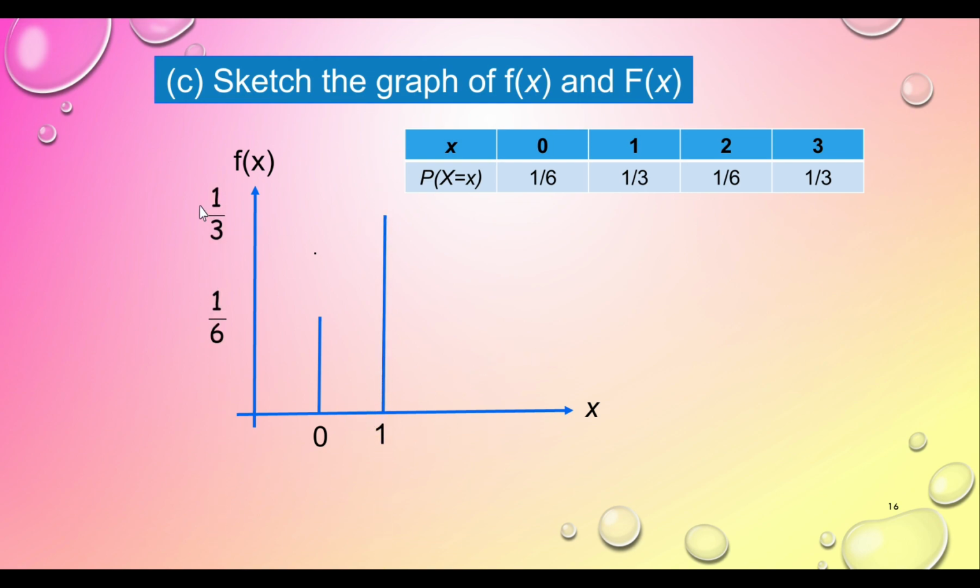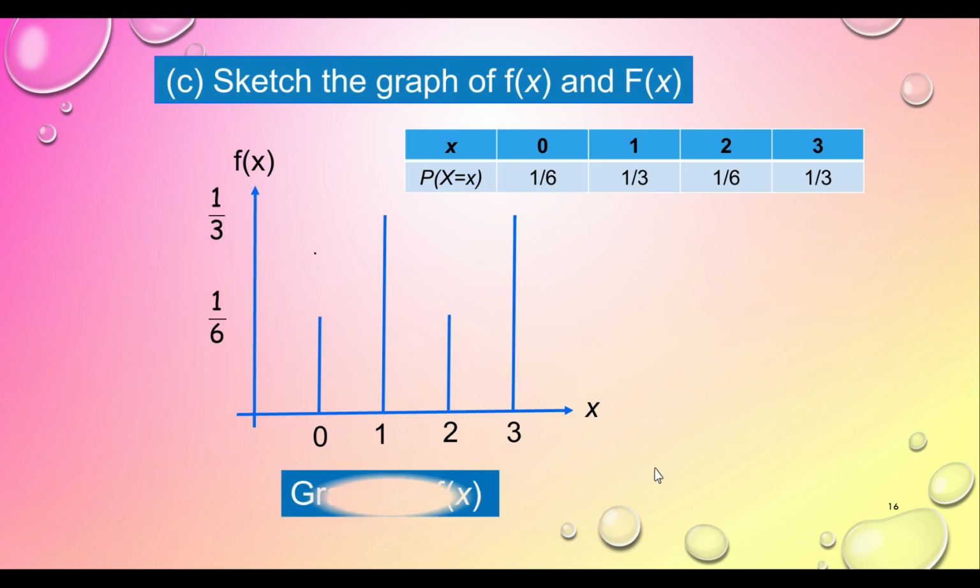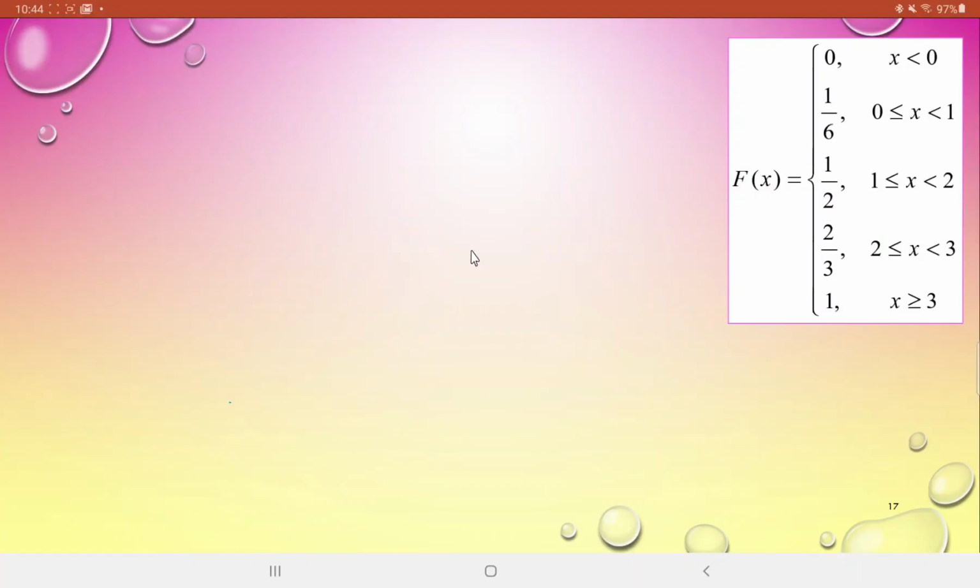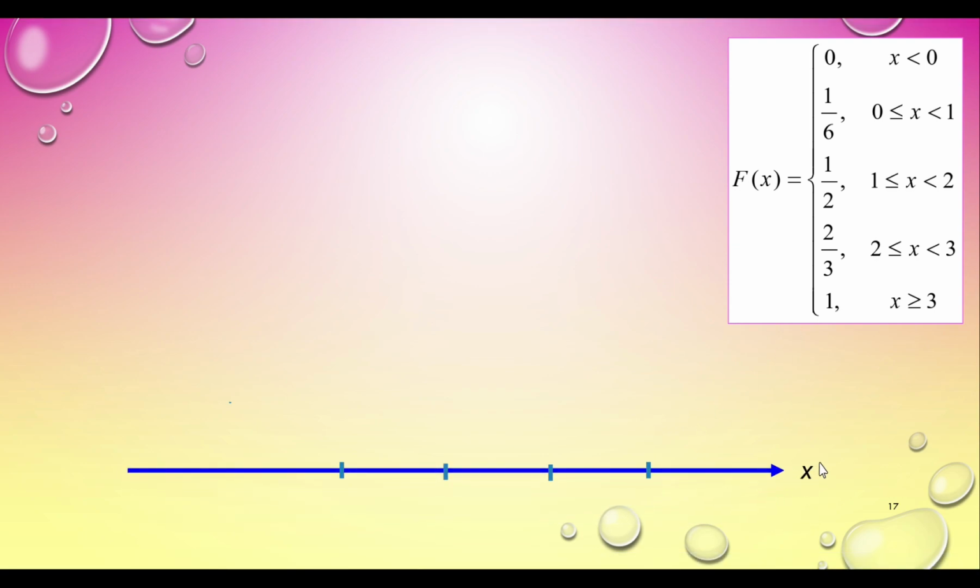P(x equal to 1) is 1 over 3. P(x equal to 2) is 1 over 6. P(x equal to 3) is 1 over 3. Finish. This is the graph of the probability distribution function. Now we need to sketch the graph of the cumulative distribution function. The x-axis is for x values, the y-axis denotes the cumulative probabilities. Based on the cumulative distribution function, we can plot the graph.